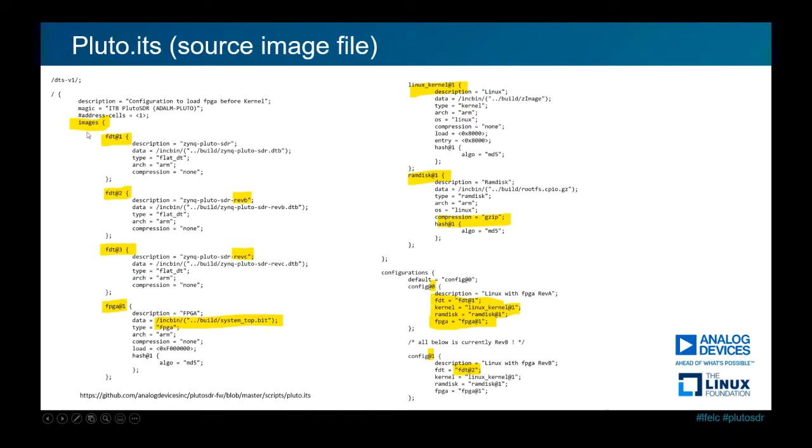Besides the images, these are the inputs. We have the configurations node over here. In that configurations node, we have different configurations: config@0, config@1. For example, config@0 says we use kernel from 1, RAM disk 1, FPGA 1. All hardware versions of Pluto use the same kernel, the same RAM disk, and the same FPGA. The only thing that's different is the device tree. So Rev A uses FDT 1, which is this. Rev B uses FDT 2. There are actually two more nodes here which are omitted.